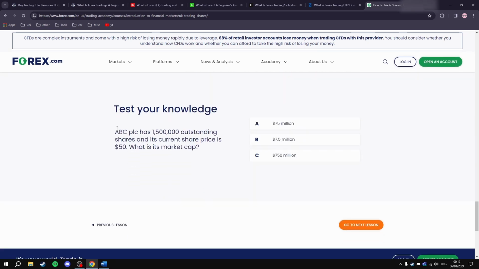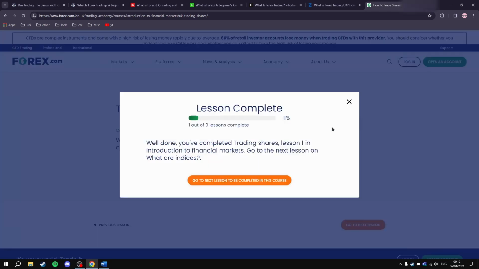Test your knowledge. ABC PLC has outstanding shares at a current share price of some amount. What's the market cap? That's that times that, which is, oh, nice.